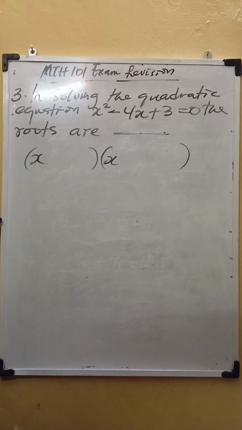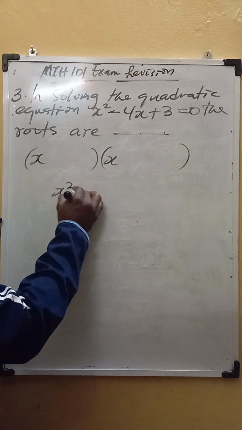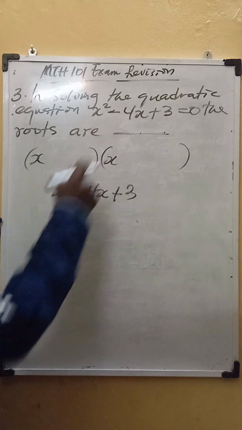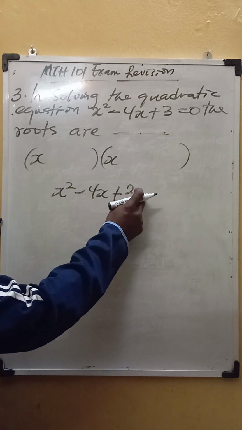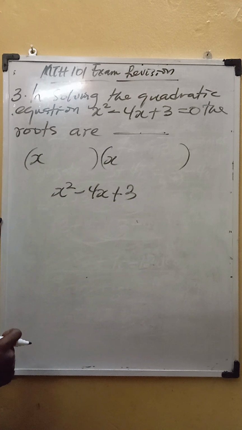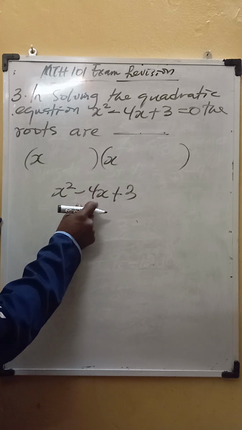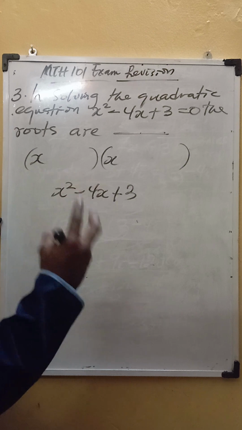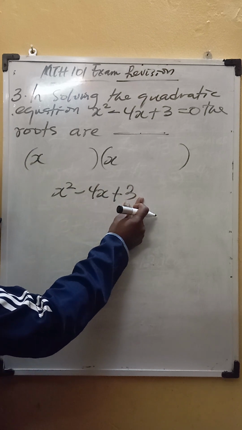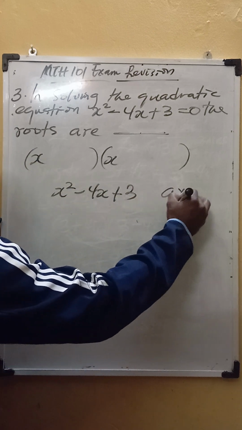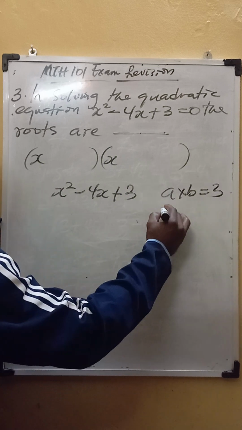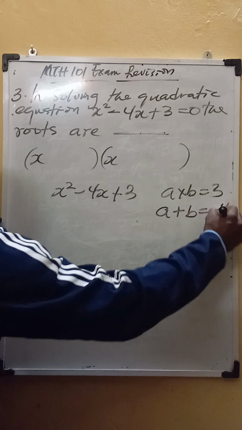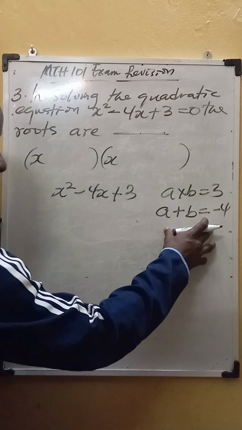So we are looking at this minus 4x plus 3. You look at 2 numbers that when you multiply them, it will give you 3. When you add them up, it will give you 4. Let me take that again. 2 numbers or 2 factors, when you multiply them, the result will be 3. For example, A times B will be equal to 3. Then A plus B should give you minus 4. That's what I'm talking about now.